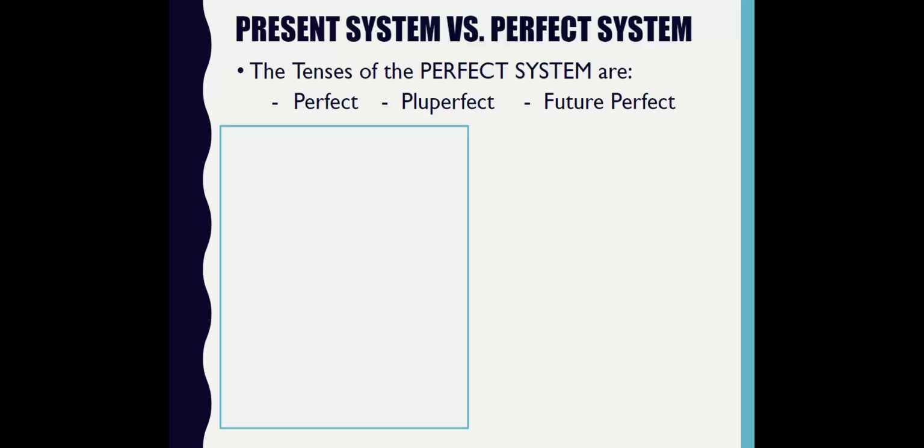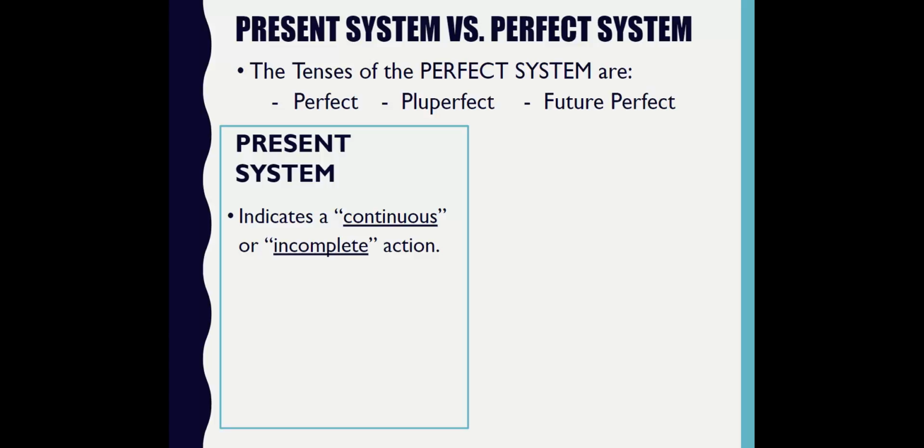But I want to draw a comparison so that it's easier to understand the purpose as well as the use of the perfect system and perfect tenses. First, I'm going to go through the present system, just a quick recap. Right. The present system indicates a continuous or incomplete action, meaning whatever you were doing has yet to end. So my first example is in imperfect. When you called, I was walking.